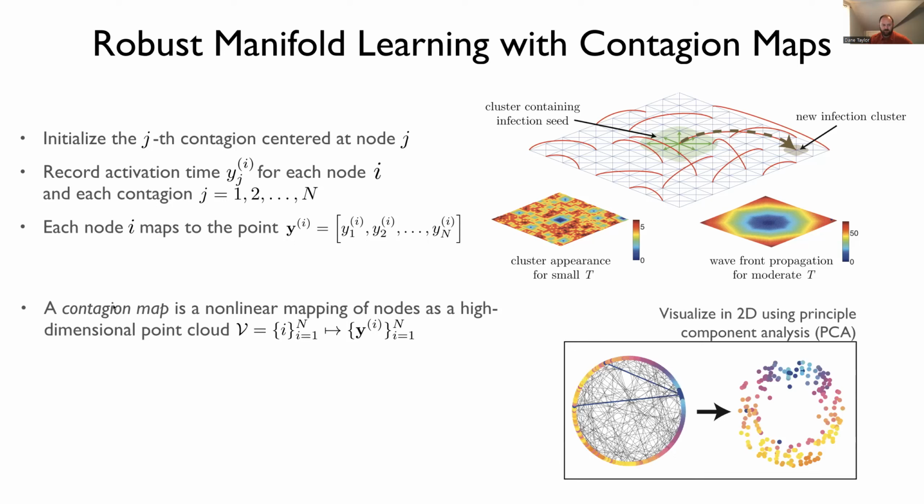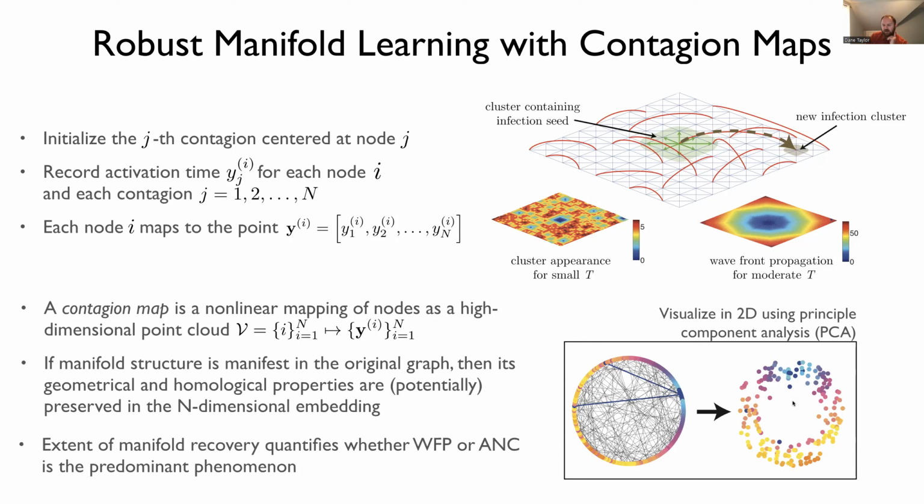So we can think about a contagion map as defined as a nonlinear mapping that embeds a graph into a high dimensional metric space. When the graph has a manifold, like this small world model where nodes are located on the outside of a ring, then the point cloud potentially will also contain this manifold structure. So what we proposed in this work was we can study manifold structure in the point cloud, and that tells us the extent to which the cascade is spreading along the manifold using wavefront propagation.